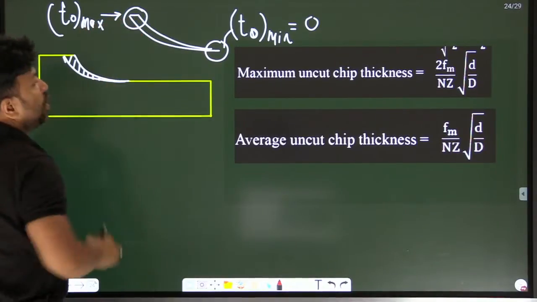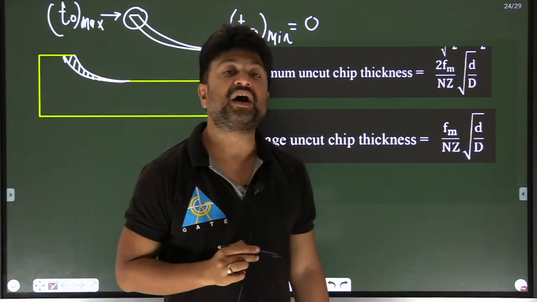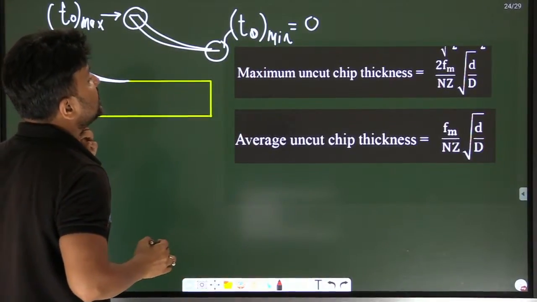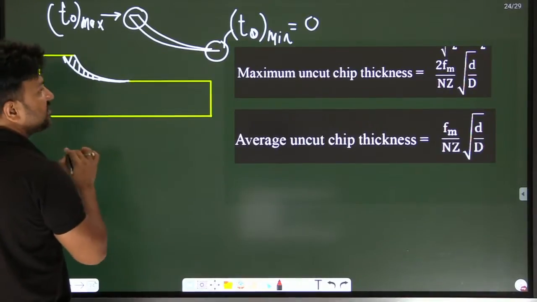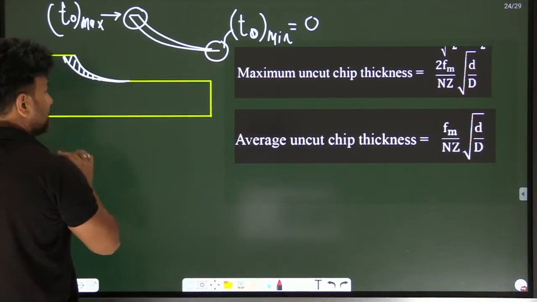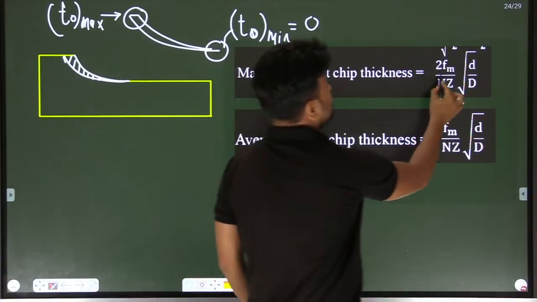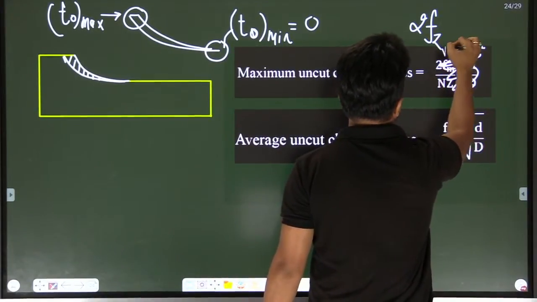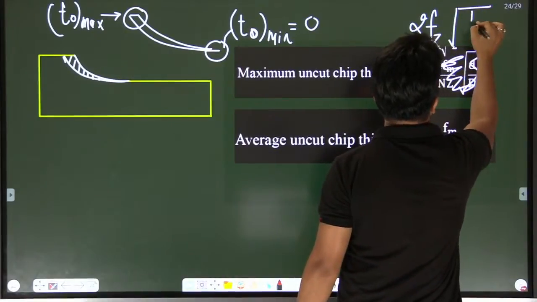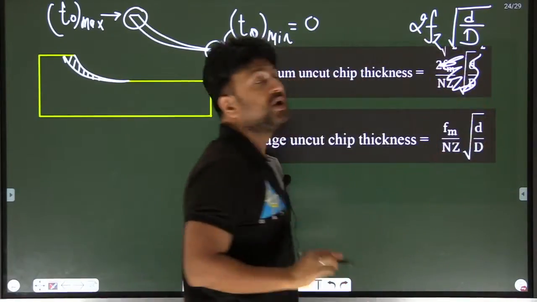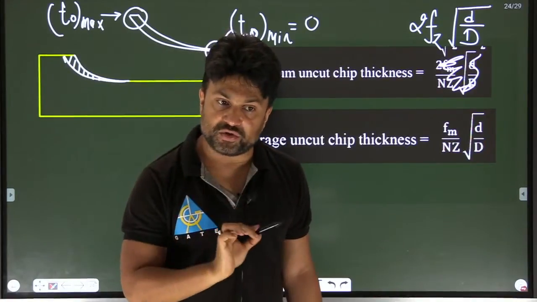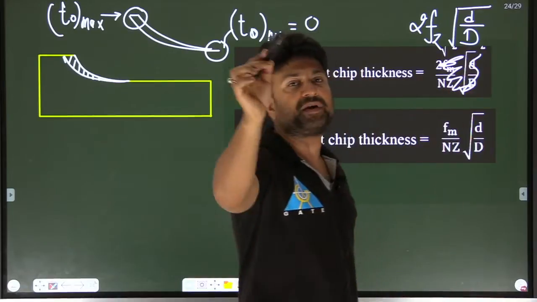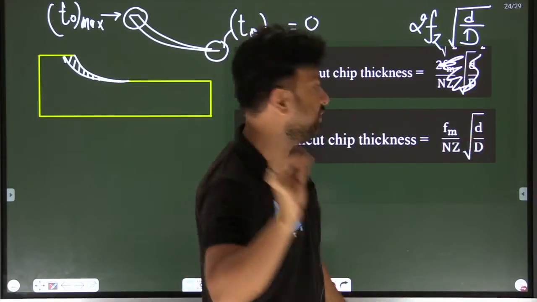Here the uncut chip thickness is maximum at that point. So what will be the maximum uncut chip thickness? Forget this formula: it is twice of Fz root of small d by capital D. Fz is feed per tooth, small d is the depth of cut, and capital D is the diameter of the milling cutter.